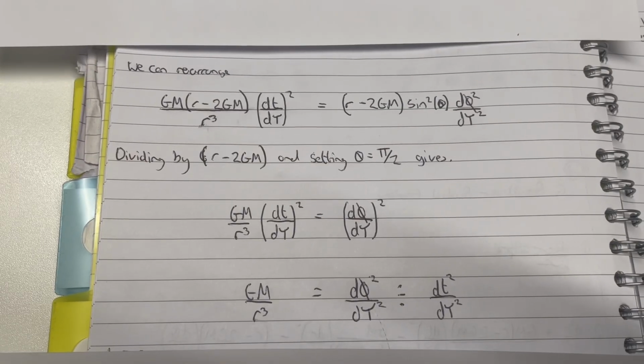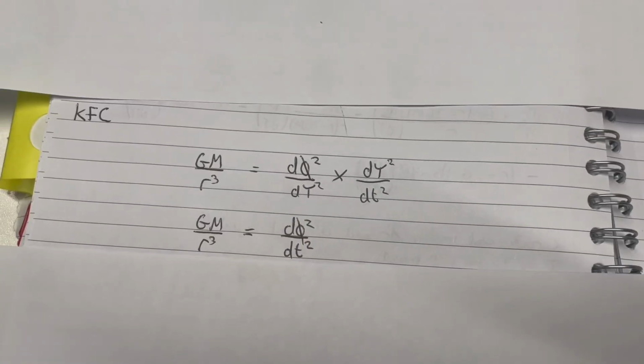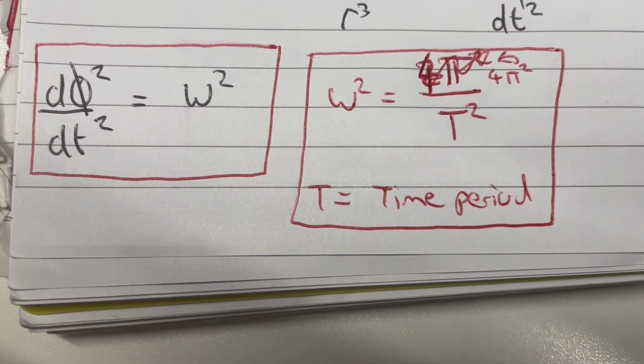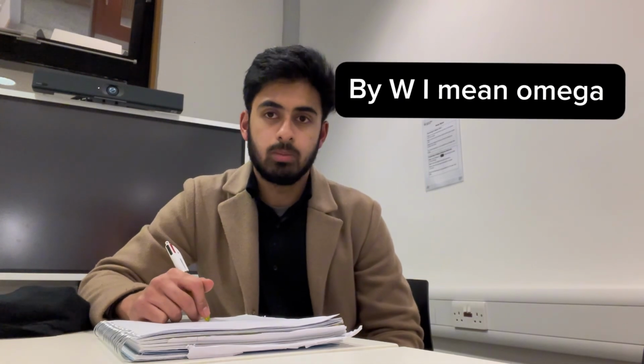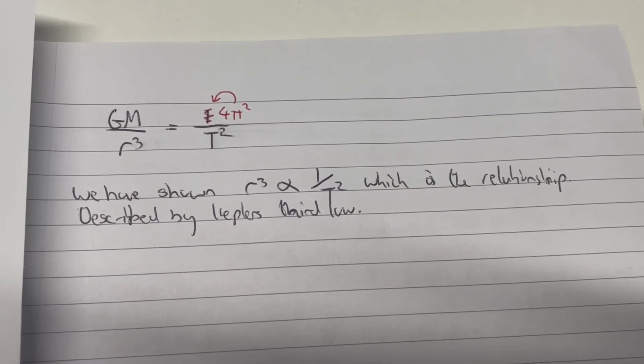From this, we simply have to rearrange our equation, whereby we get a value for d phi over dt squared. Now, to relate this to Kepler's third law, we have to understand that d phi over dt is merely a way to describe the angular velocity, denoted by omega. And we also know that omega is related to the time period T, therefore we can sub in omega, then rewrite that omega in terms of T, which leaves us with the relationship of Kepler's third law.